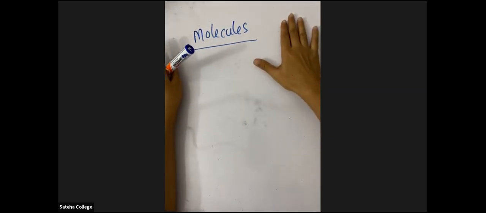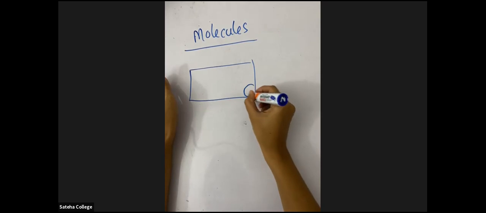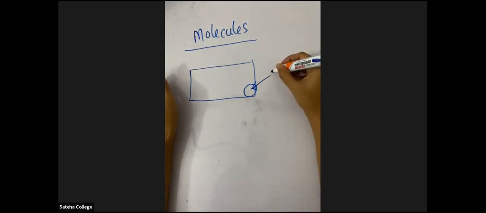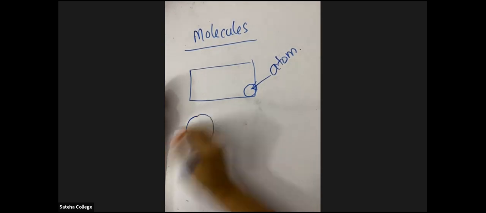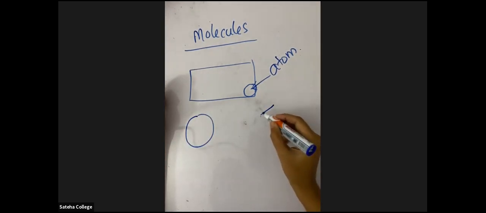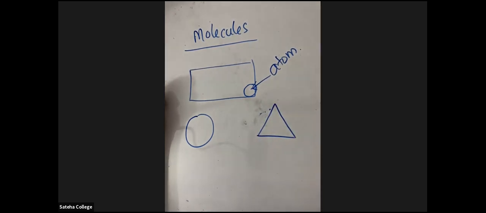Right, now look. We are going to study about molecules. When you take a substance, the simplest form or basic unit of a substance is the atom. Now I have two different types of atom: a circular atom and a triangular atom.